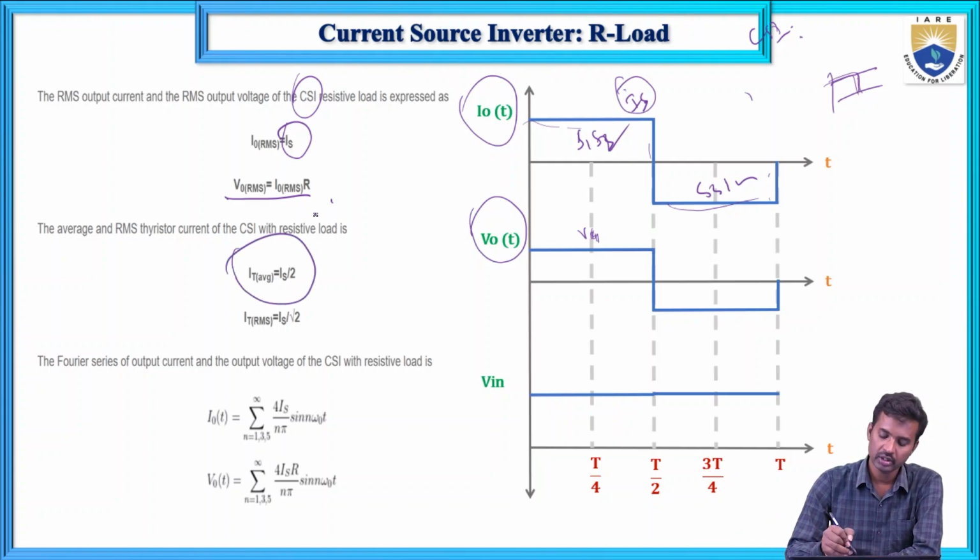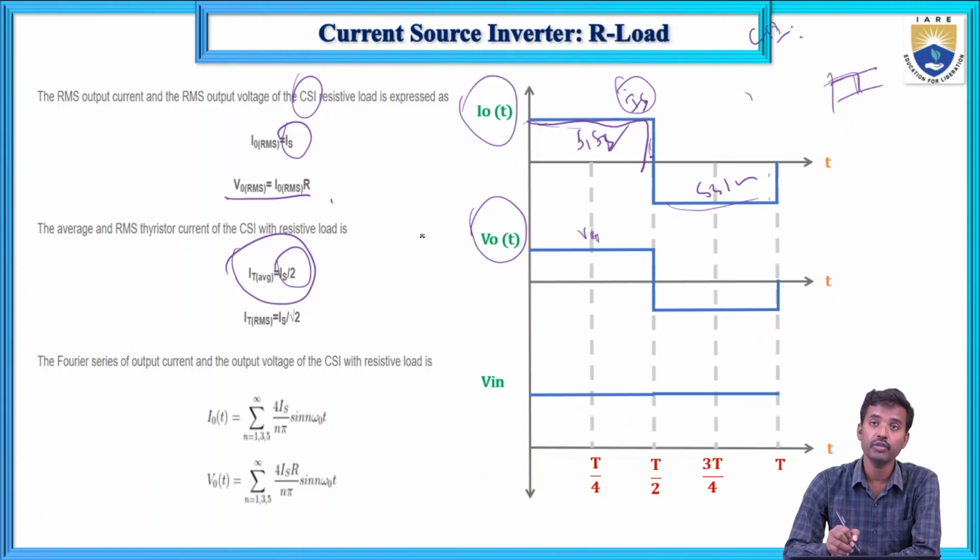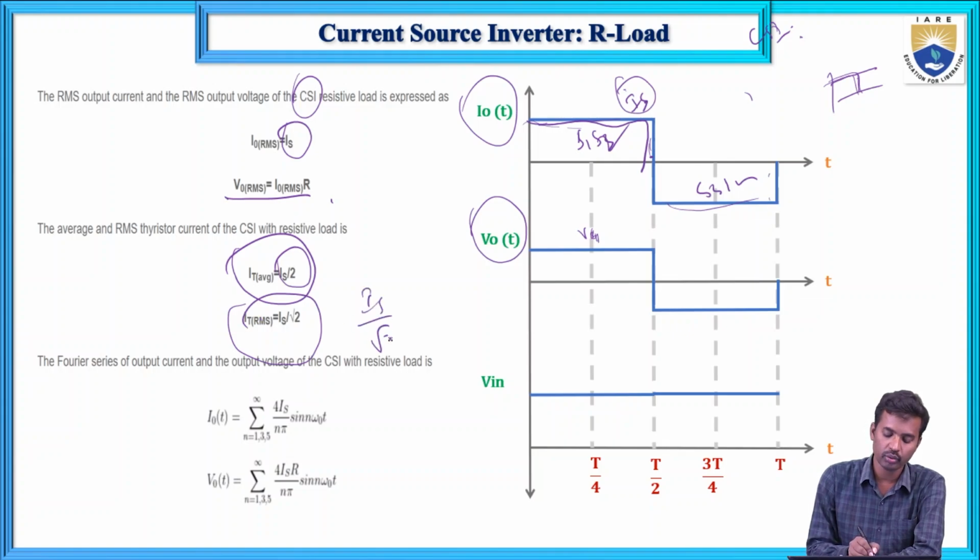So for this waveform, the average value is IS by 2, and if you calculate for this one, that is I naught equals IS by root 2.